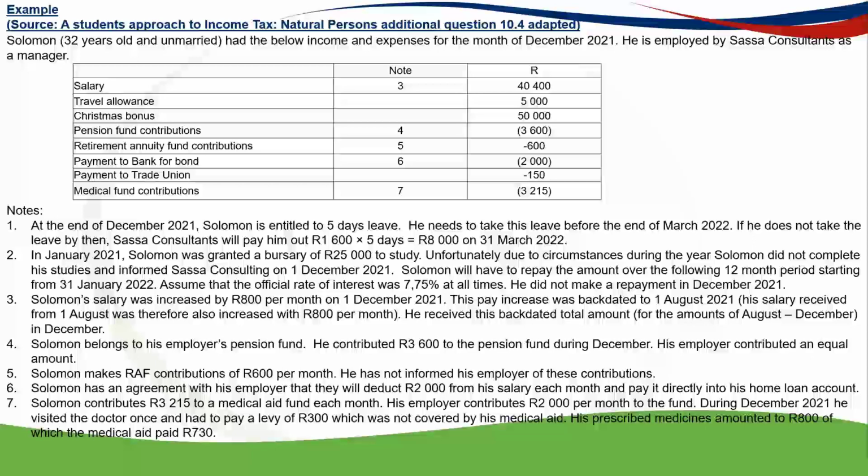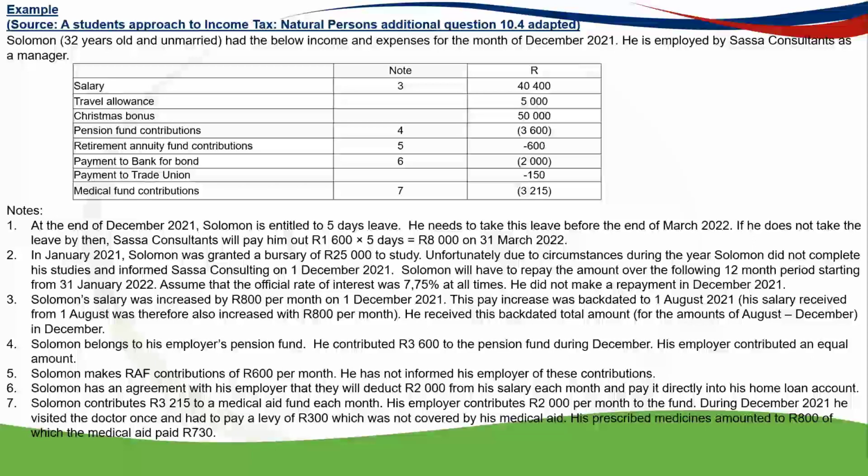When we go to note 7, it says Solomon contributes 3,215 rands to a medical aid fund each month. His employer contributes 2,000 per month to the fund. During December 2021, he visited the doctor once and had to pay a levy of 300, which was not covered by his medical aid. His prescribed medicines amounted to 800, of which the medical aid paid 730 rands.